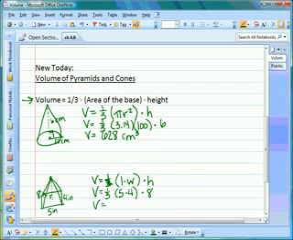And then again, you can punch this into your calculator. You either use that fraction button or at the end, divide by 3. And when you do that, if you use your fraction button, you'll get 53 and 1/3 inches cubed. If you divide it by 3 instead of using that fraction button, you're going to get a decimal number. Either answer is okay.